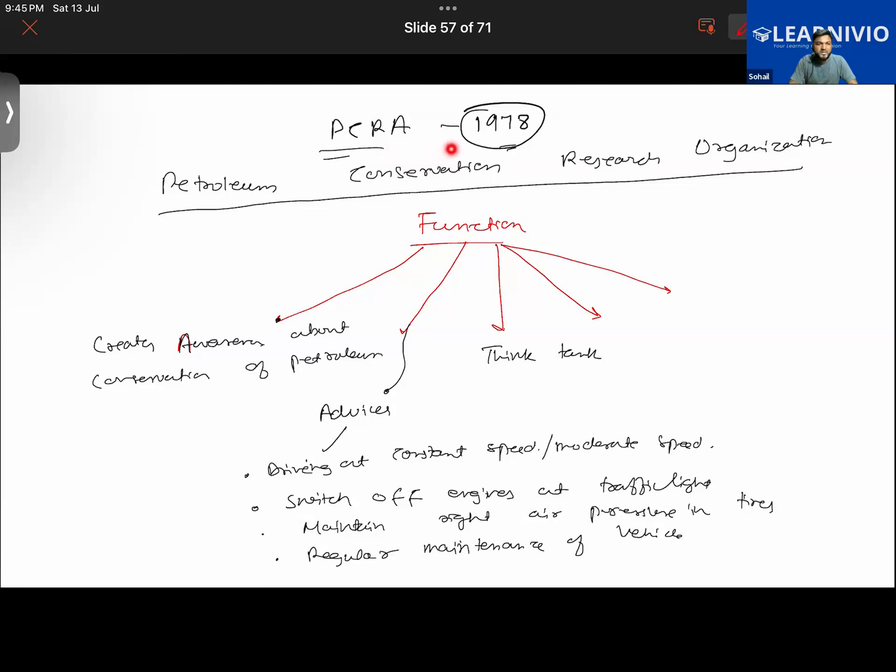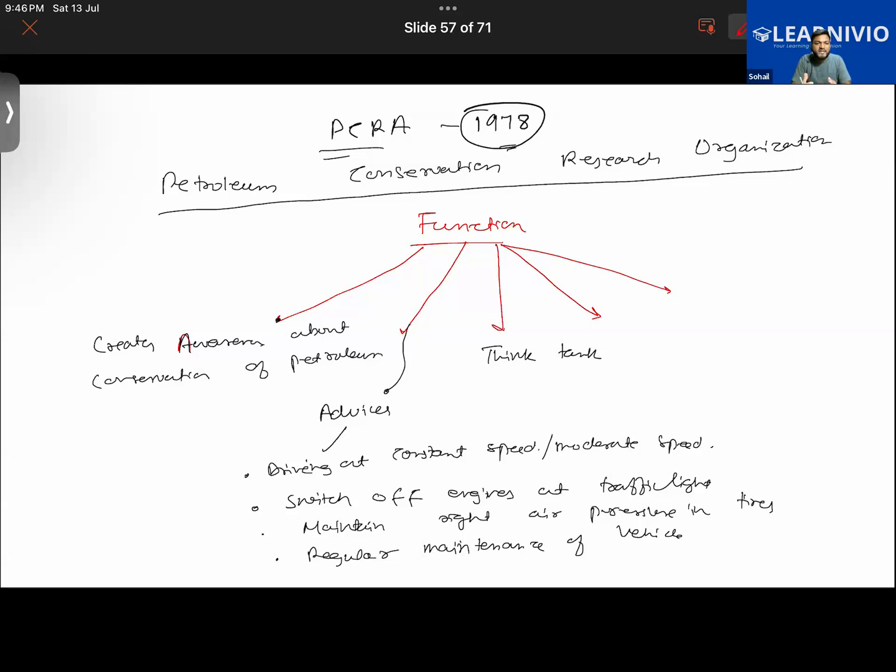Yes, Vaika and Aisha, we did learn that the Petroleum Conservation Research Organization, in short called PCRA, was set up by the government of India in the year 1978. This organization has been made for the following purposes. First of all, it acts as a think tank for the government, and thereby it will develop policies and strategies as to how the government can use the petroleum reserves effectively, how they can be conserved, and how they can be used in such a manner that they last longer.